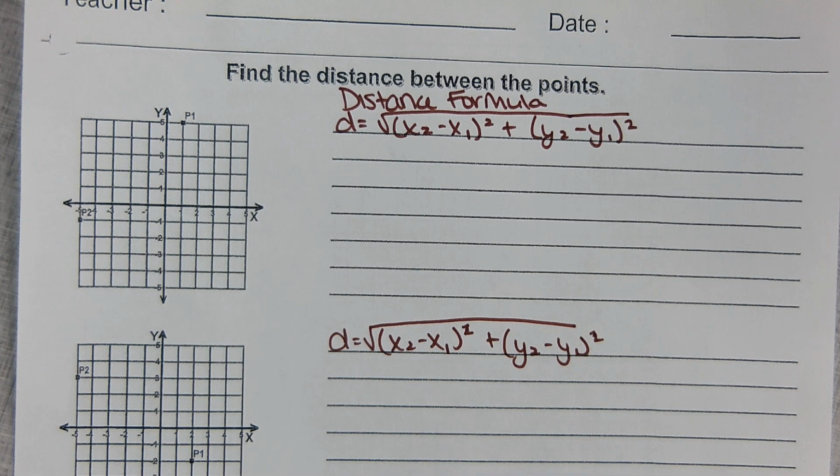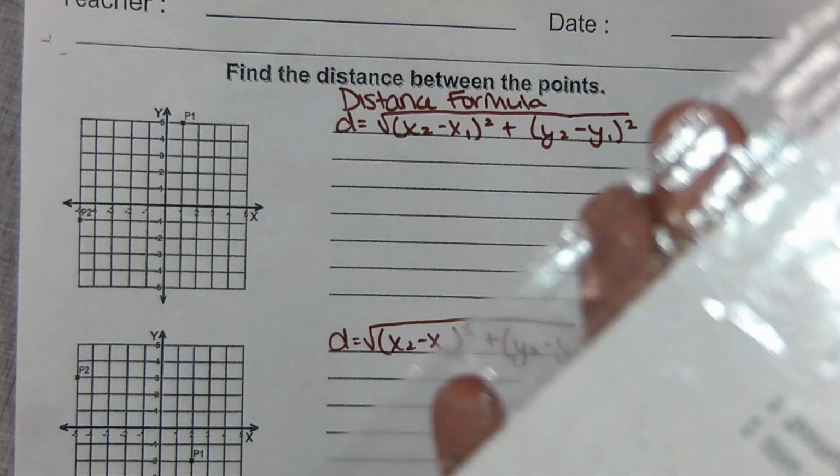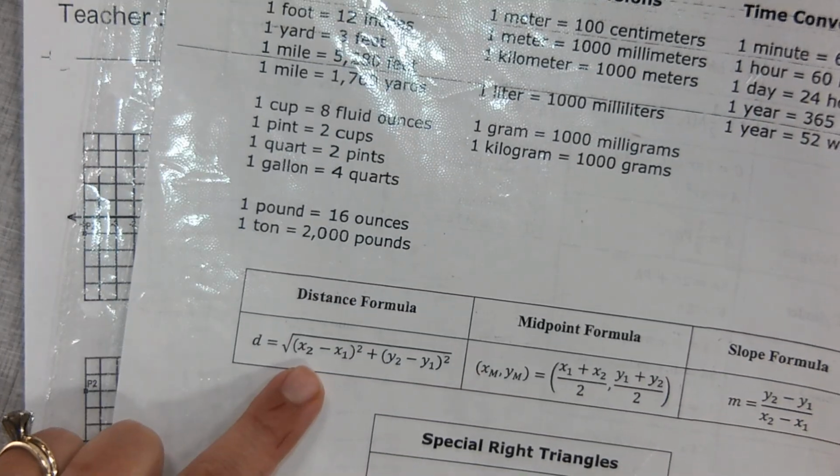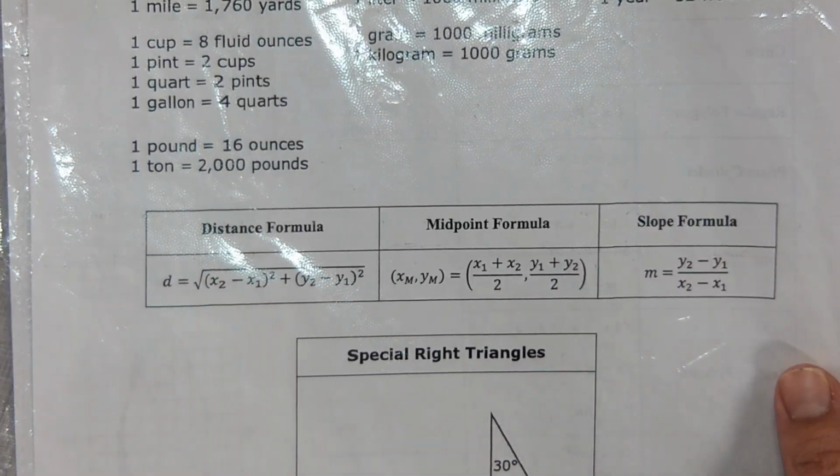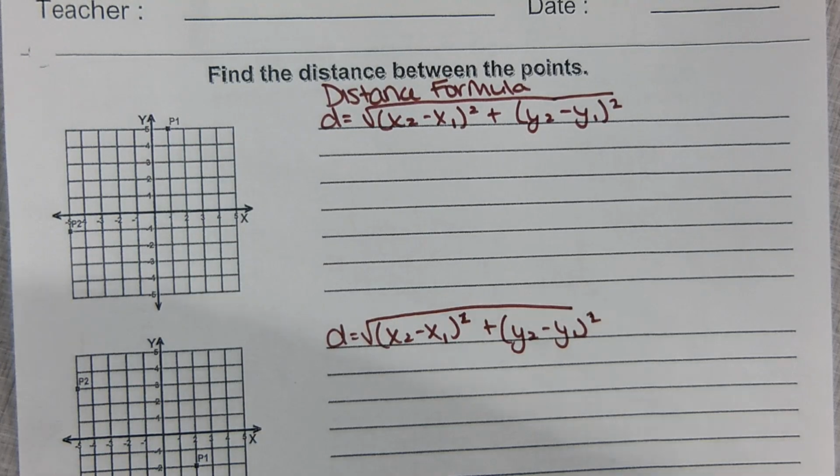Okay, so this is the distance formula here. You may have seen it before, like I mentioned. You don't necessarily have to memorize this formula because it is on the reference sheet for the EOC right here. But you do have to practice using it because there's just a lot of little parts that can go wrong. So the more you practice it, the better you'll get at using it.